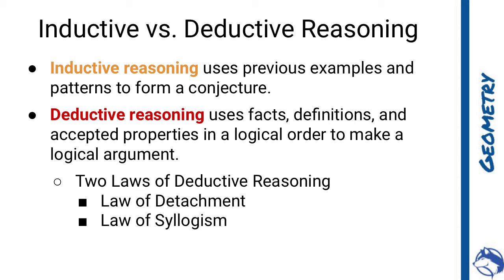So, inductive versus deductive reasoning. Inductive reasoning uses previous examples and patterns to form a conjecture. A conjecture is basically a conclusion. So whenever you see this word, I'm going to go for a different color here, think of conclusion. Deductive reasoning uses facts, definitions, and accepted properties in a logical order to make a logical argument. A lot of if this then that, and then if this then that, and then you can come up with something. So there are 2 laws that we're going to focus on today: the law of detachment and the law of syllogism.